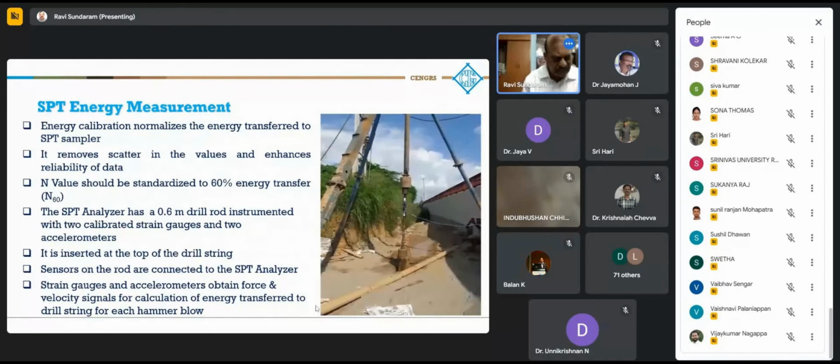That is called N60. So what the SPT analyzer system has, it has a 0.6 meter long drill rod instrumented with 2 strain gauges and 2 accelerometers. You insert it at the top of the drill string. The sensors on the rod are connected to the SPT analyzer, which is basically a computer. With the strain gauges and accelerometers, you obtain the force and velocity signals for calculation of the energy transferred to the drill string for each hammer blow.